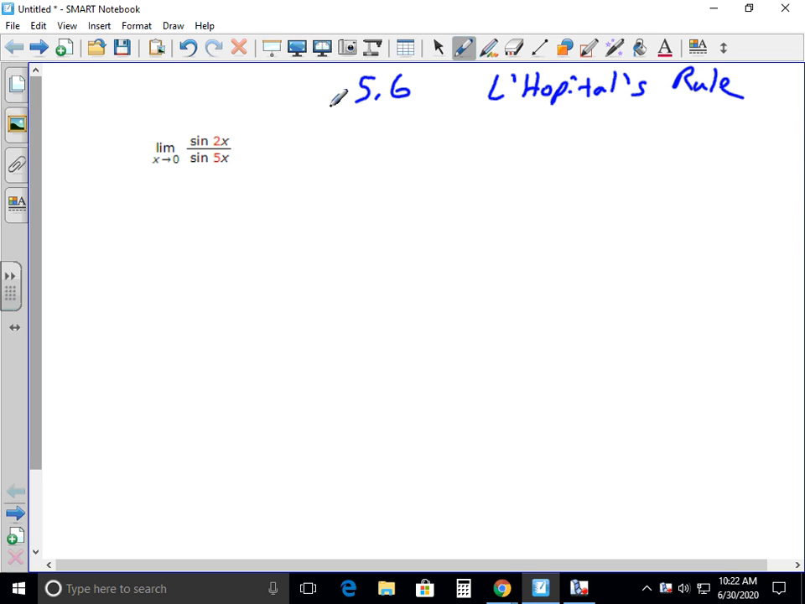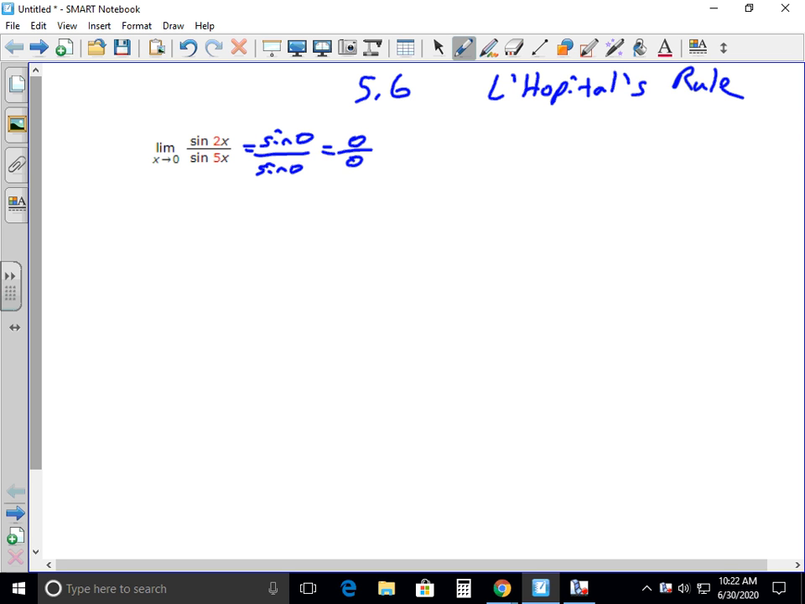Let's begin by looking at this particular limit of a trig function. As we look at this one, if we were to substitute in a 0, we would get sine 0 over sine 0. Well, sine of 0 is 0, so we get something that's indeterminate.